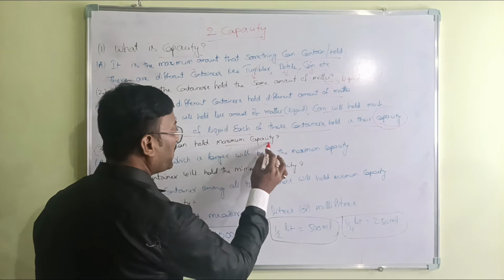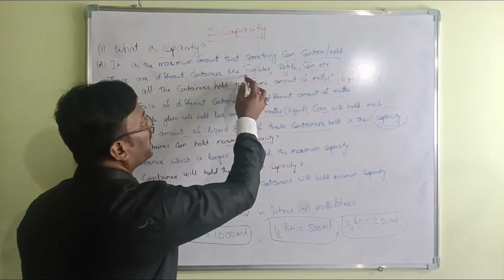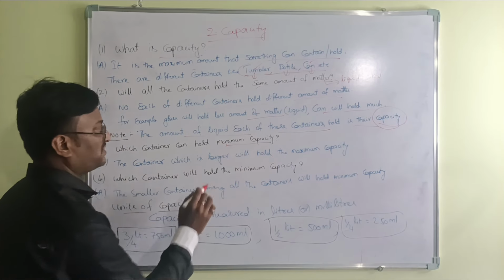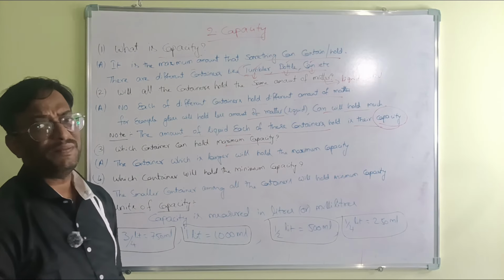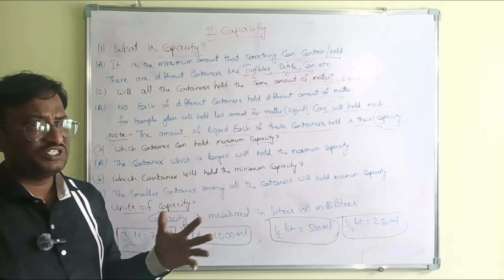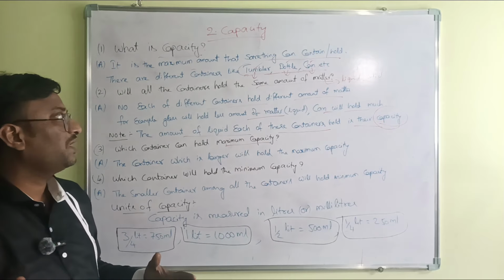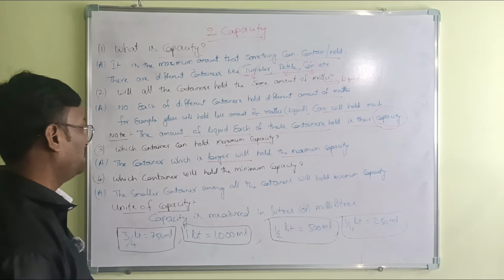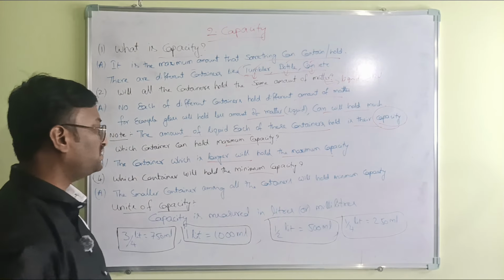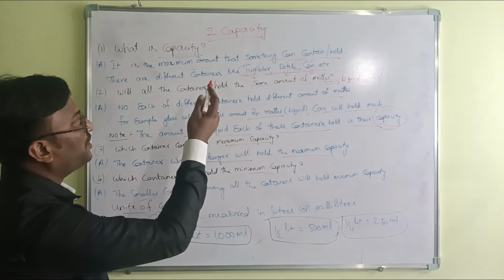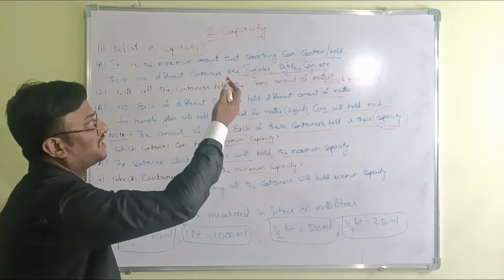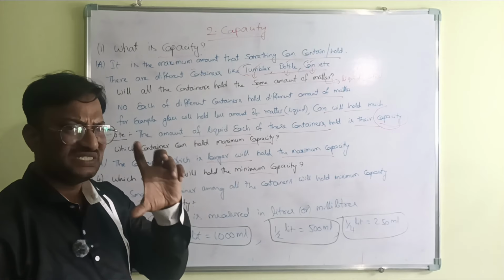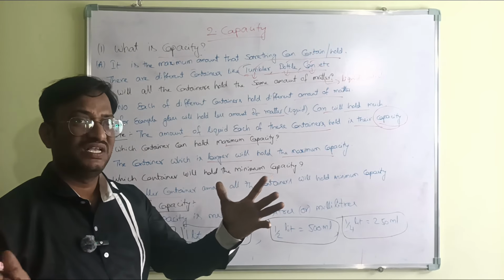Which container holds minimum capacity? In the above example, we have taken 3 things: bottle, can and tumbler. Which container can hold maximum capacity? Which container is big? That will hold maximum capacity. Which is larger will hold maximum capacity. Which container holds the minimum capacity? The smaller container. In the above examples, the smaller container is the tumbler and the larger container is the can. The tumbler can hold minimum capacity. Minimum means less quantity. Maximum means more quantity.